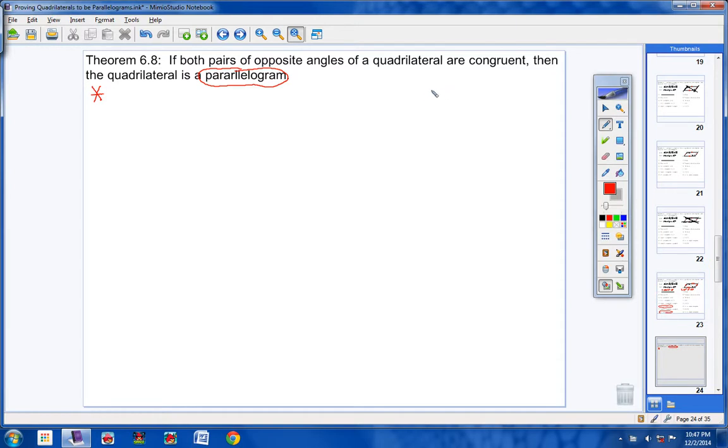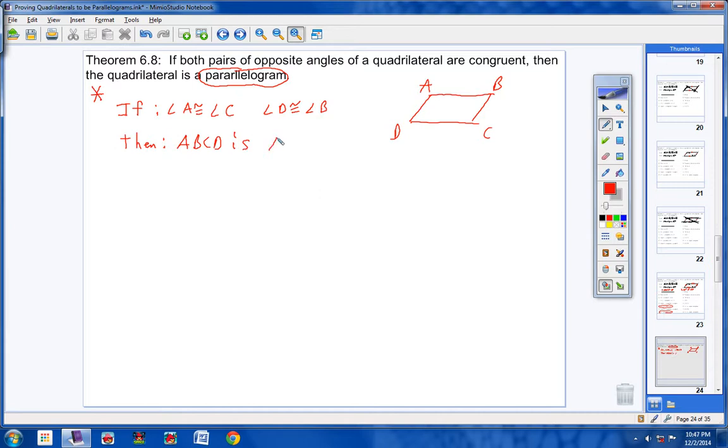Okay, now look, guys, copy this down, please. Here's your quadrilateral. Okay, copy that down, please. If angle A is congruent to angle C and angle D is congruent to angle B, then we know that ABCD is a what? Parallelogram, okay? So, if this angle here is congruent to this angle here, and this angle here is congruent to this angle here, then I know for sure that this quadrilateral is a parallelogram, okay?